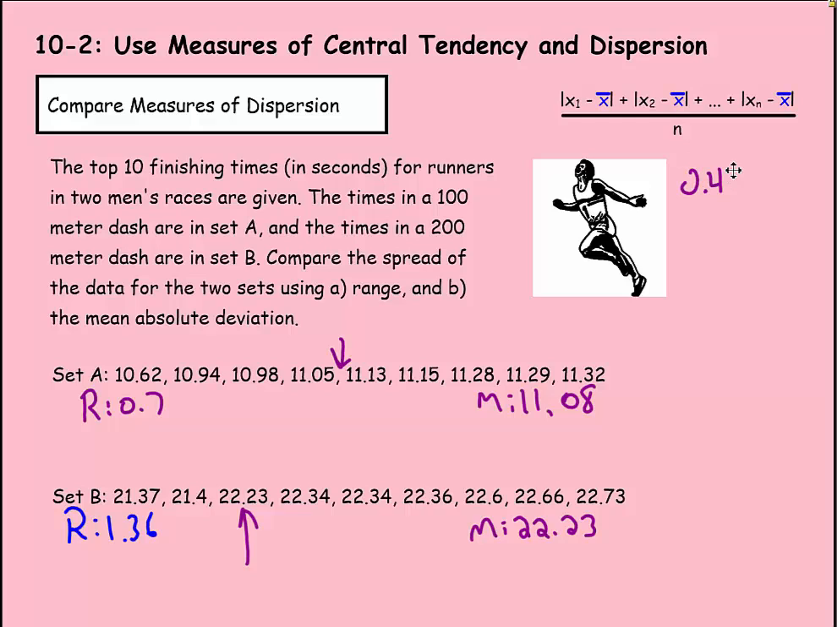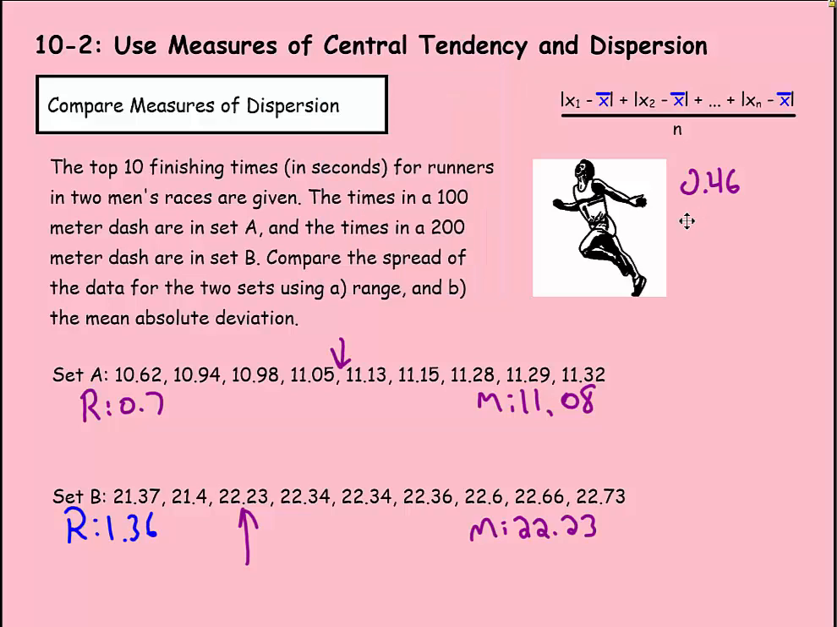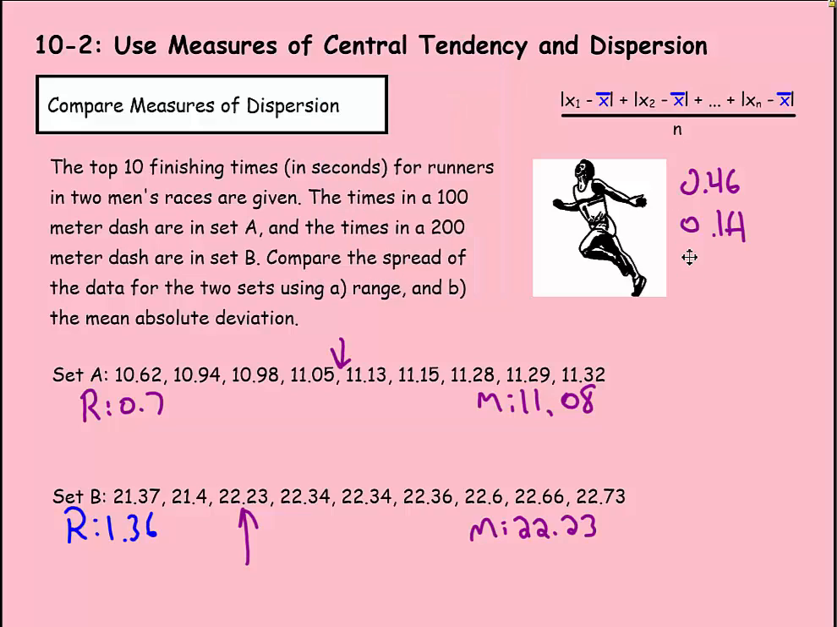So 0.46 is our first number. We have 10.94 minus 11.08, that's negative 0.14 or positive 0.14. We have 10.98 minus 11.08, that's negative 0.1 or positive 0.1. I can do these ones in my head. 11.05 minus 11.08 would be negative 0.03 or positive 0.03. Now we have 11.13 minus 11.08, that's positive 0.5. Absolute value of that would remain the same.